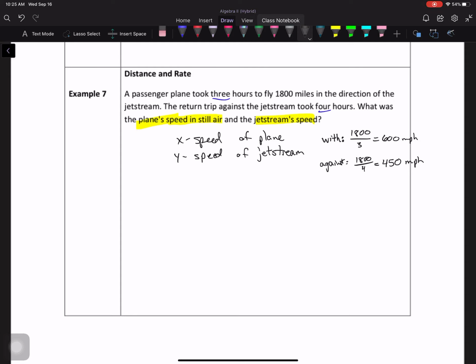And then the setup's the same. So if you take the speed of the plane plus the speed of the jet, or the wind, essentially, we get an average of 600 miles per hour. If I take the speed of the plane and subtract the speed of the wind, or the jet stream, I get an average of 450 miles per hour.